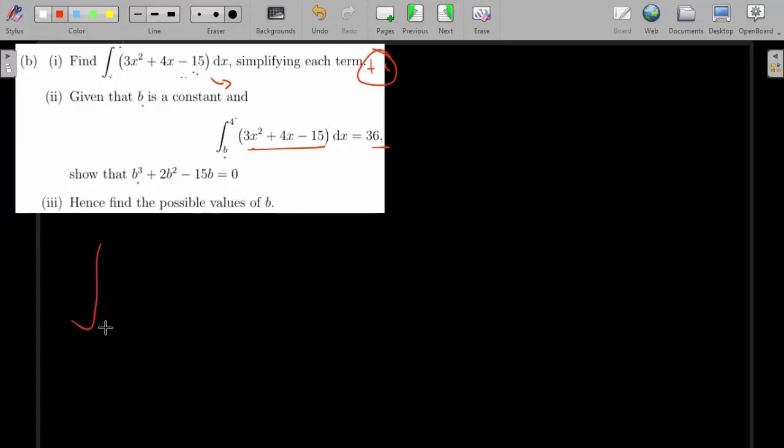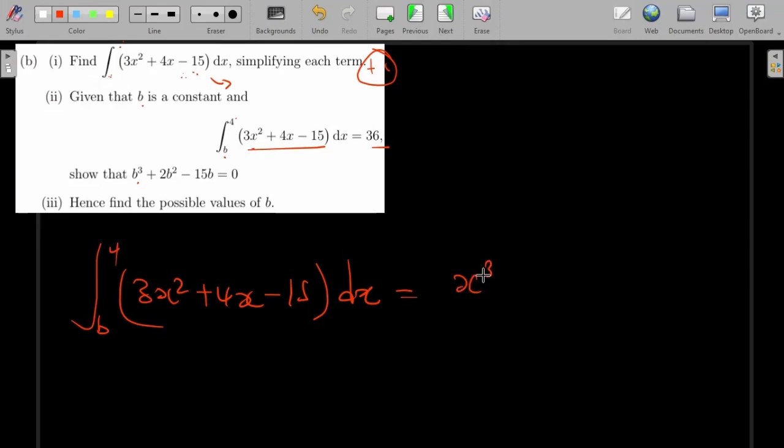So we're going to say the integral from b to 4 of 3x squared plus 4x minus 15. We notice that this is the same expression that we had on the first question. So what was the integral that we got? We got x to the power 3 plus 2x squared minus 15x, and then plus constant. But here, since this one has limits, you don't put the constant. Instead you put the limits here, that you need to substitute.